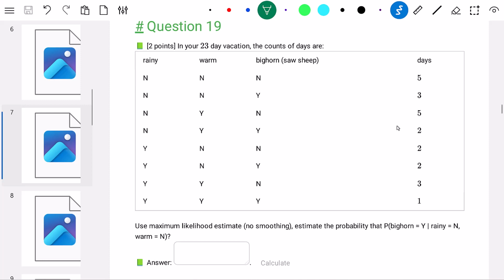This is X3, question 19. In this question, there is a table, and the table is not the complete data set. The data set is repeated. So a data item like the first row is repeated 5 times in the actual data set. So the actual data set has size 23, which is the sum of these numbers.